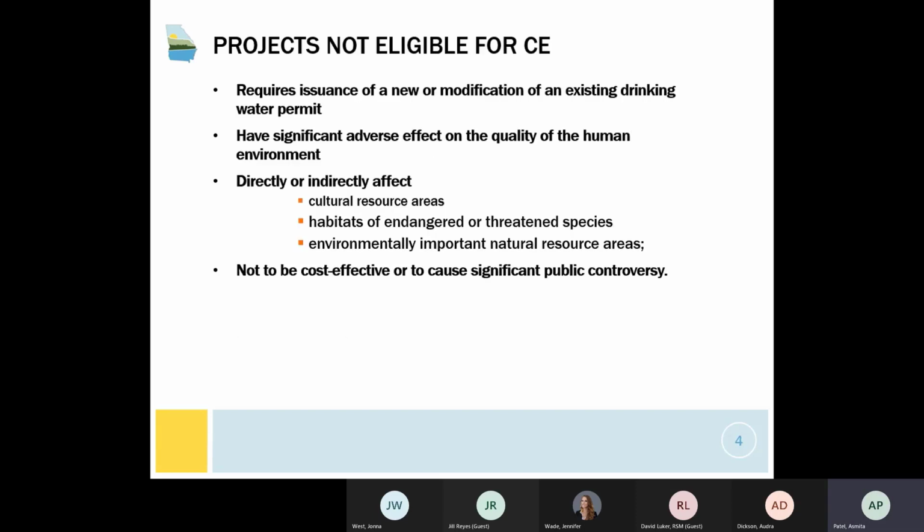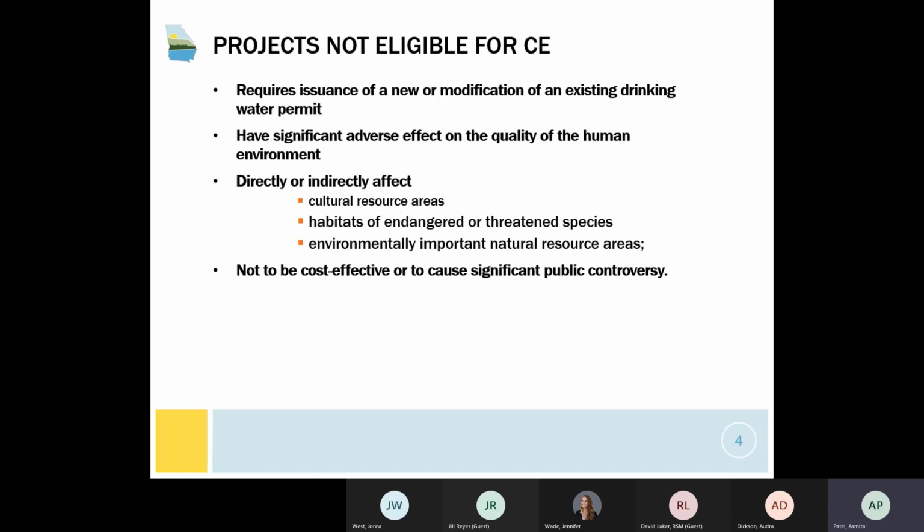Now let's go with the projects that are not eligible for CE, that will automatically fall under non-CE. The projects that require issuance of a new or modification of an existing drinking water permit, or it could also include where you need to increase your surface or groundwater withdrawal permits. Any modification or issuance of new permit will require a non-CE.